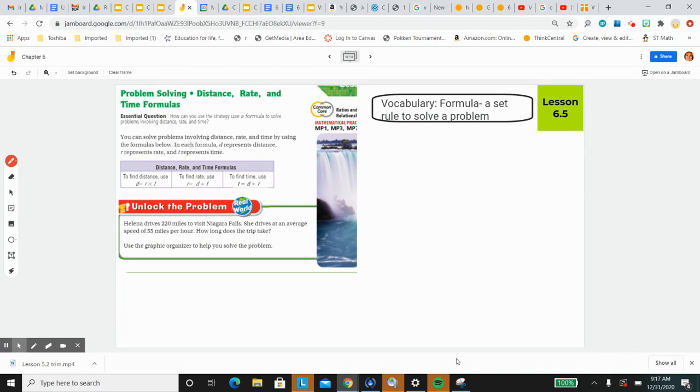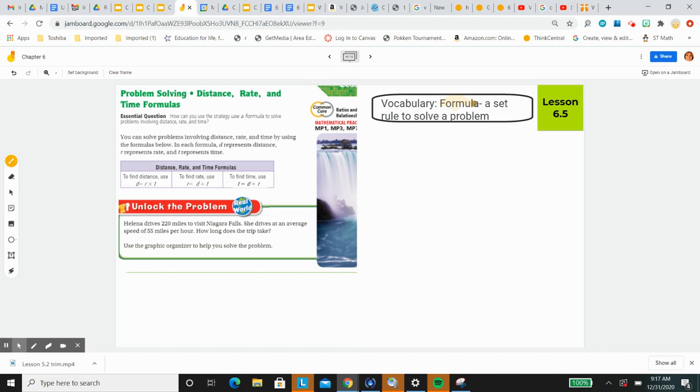All right. So the objective for today is we're going to use a strategy called use a formula to solve problems involving distance, rate, and time. So I want to start first of all with that word formula in our essential question for the day. I'm going to go over here to the vocabulary. This is a vocabulary word, the word formula right here.